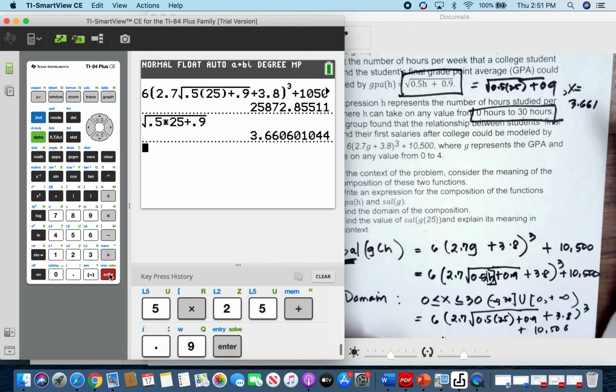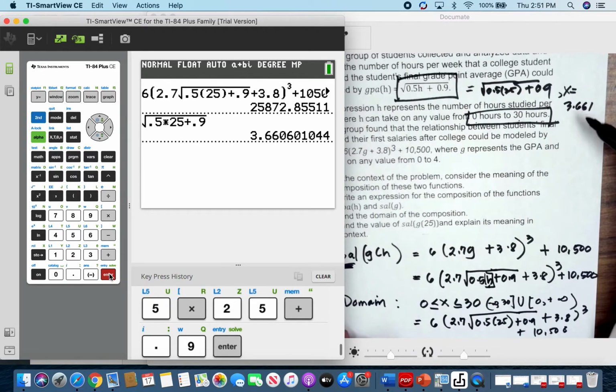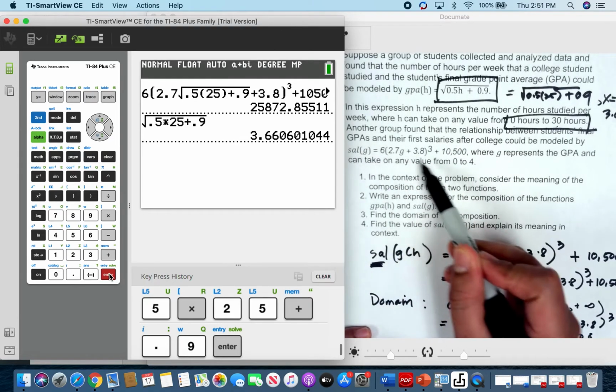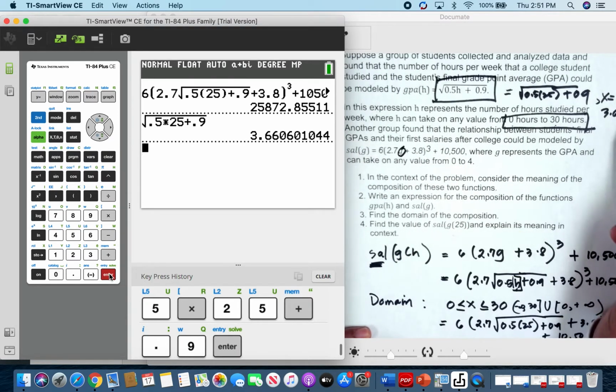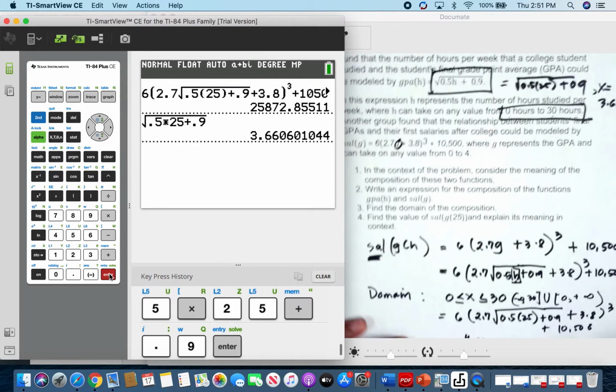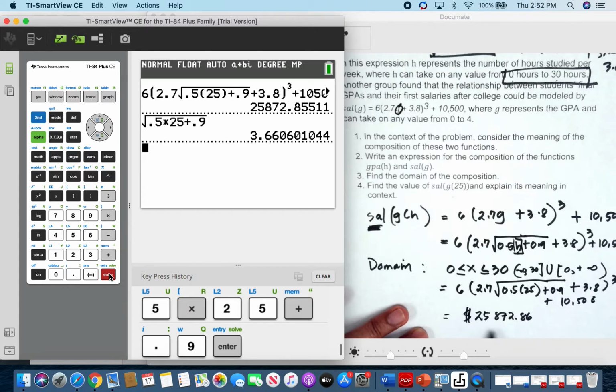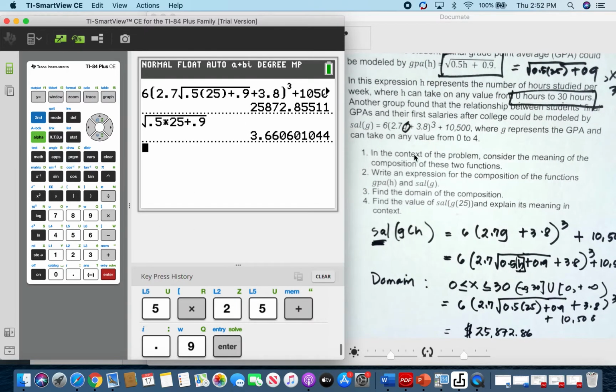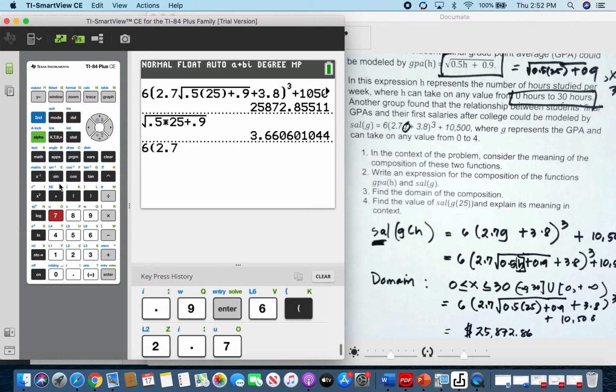In the context of composition of functions, this will be now the x in your outer function. So G now will be replaced by 3.661. And we are expecting that our answer is very near to, if not the same as, 25,872.86. So let's do that. So following this when G is 3.661, that will be 6 times (2.7 times 3.661, plus 3.8), close it, the exponent is 3.